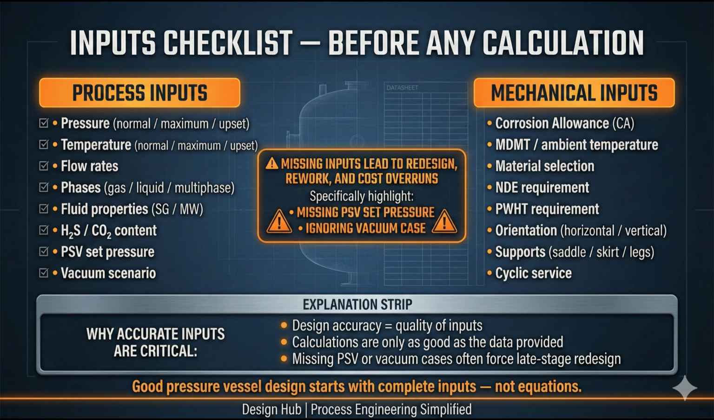Before doing any thickness calculation, you need correct inputs. Process gives pressure, temperature, flow rates, phases, fluid properties, PSV set pressure and vacuum scenarios. Mechanical basis gives corrosion allowance, MDMT, material, NDE, PWHT, orientation, and support philosophy. If any of this is missing, you'll do rework later.